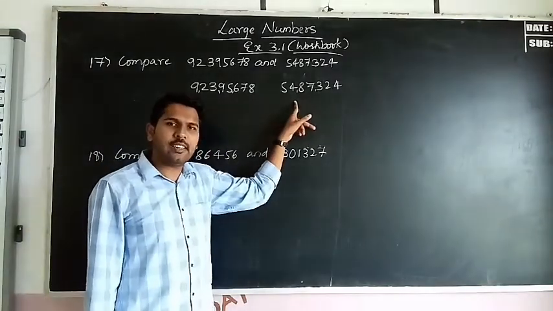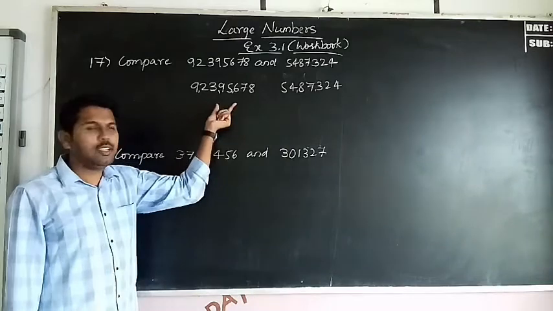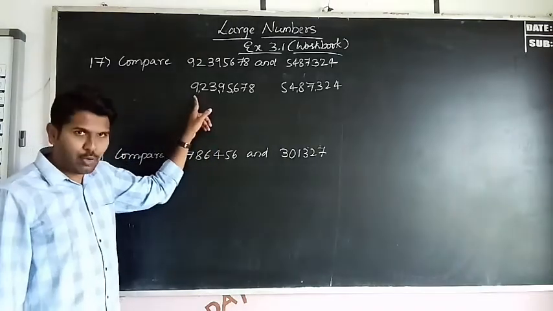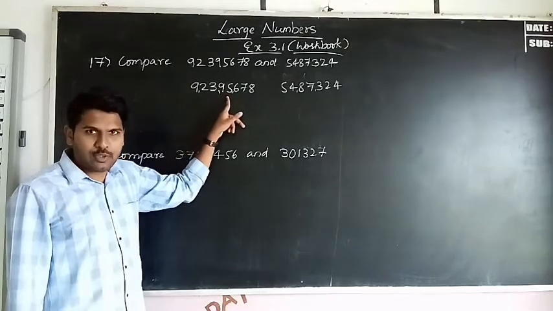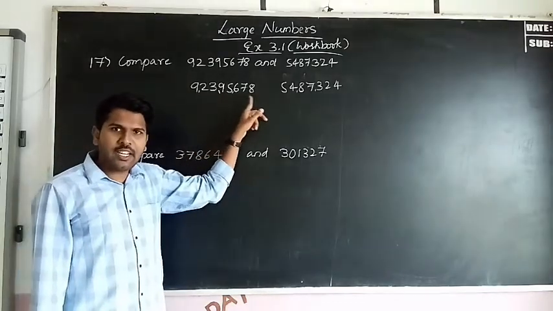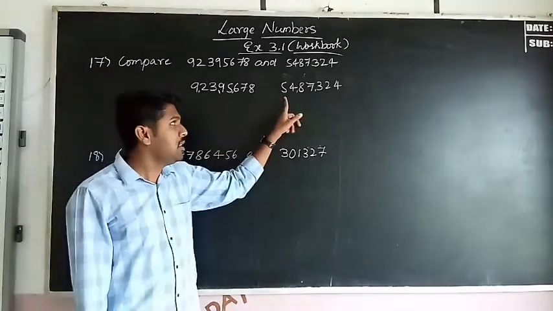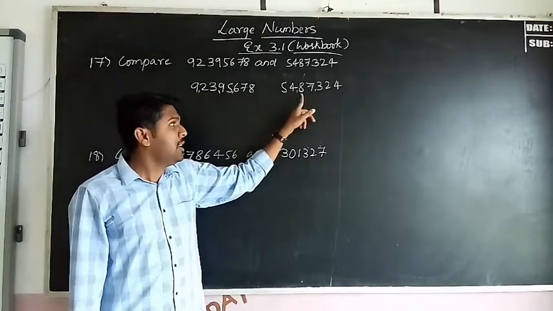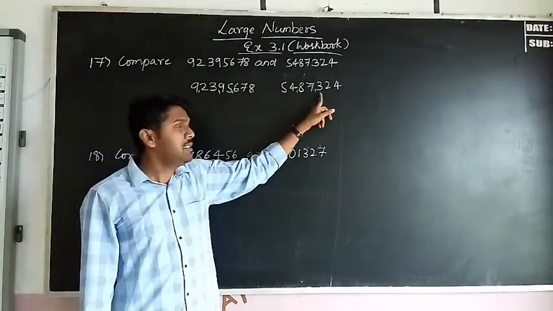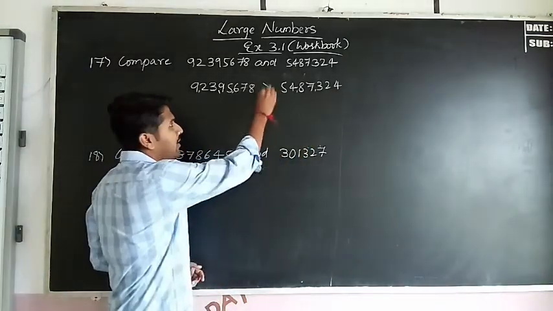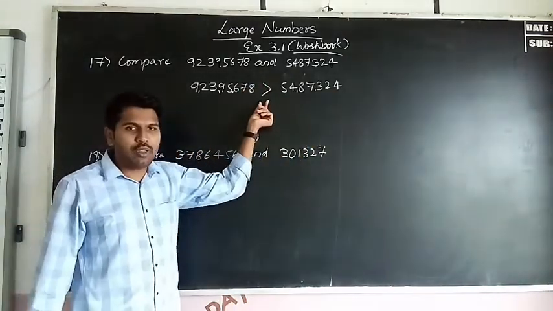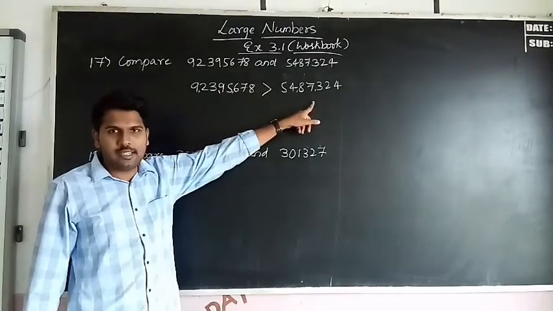So which one is greater? Obviously this number. So what is this number? 9 crore, 23 lakh, 95,678. And this number, 54 lakh 87,324. Okay, so which one is greater? This one. So use the symbol. This number is greater than this one.